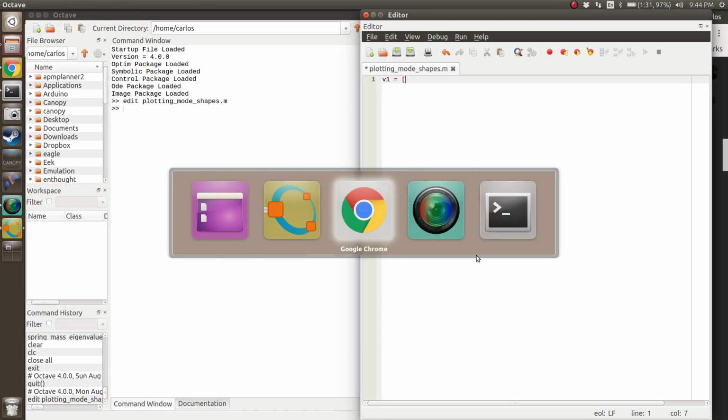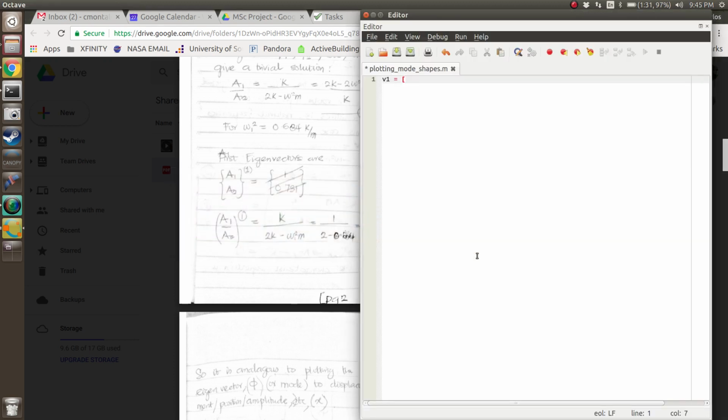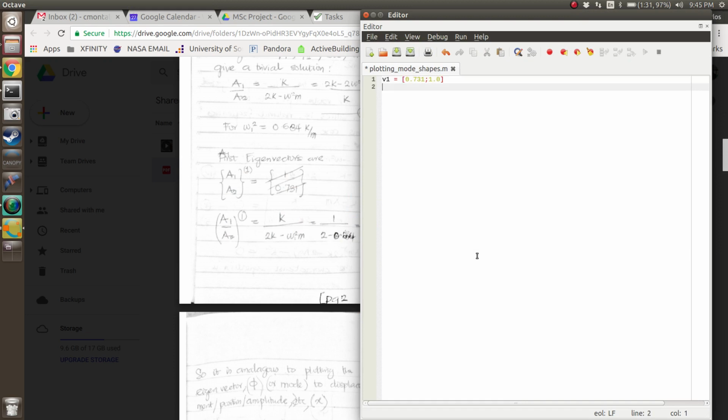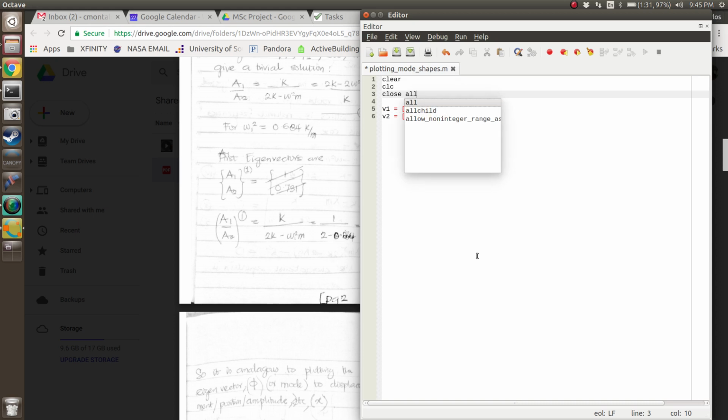So I'm going to make V1, let's see, 0.73, 1, and do semicolon, then 1.0. And then V2 is negative 2.73 and 1.0. And so those are my two mode shapes. Oh, sorry. Clear, clc, close all. And what I want to do is, let's say you run your eigenvalue analysis, and you get these two vectors.